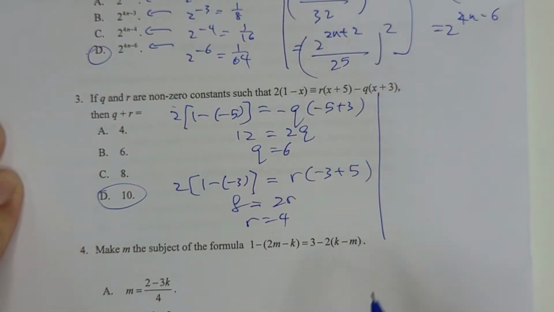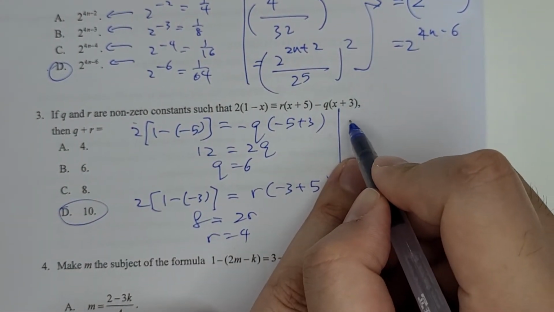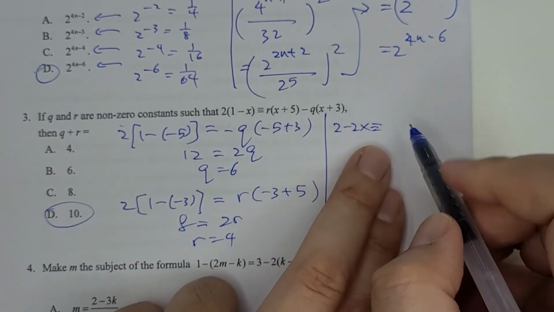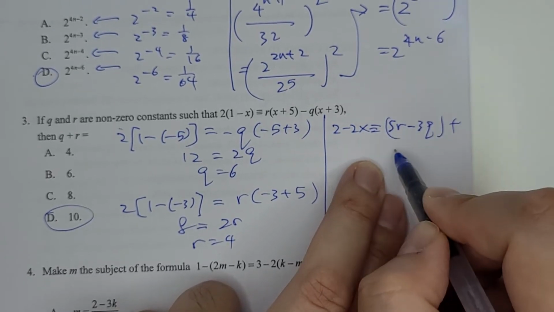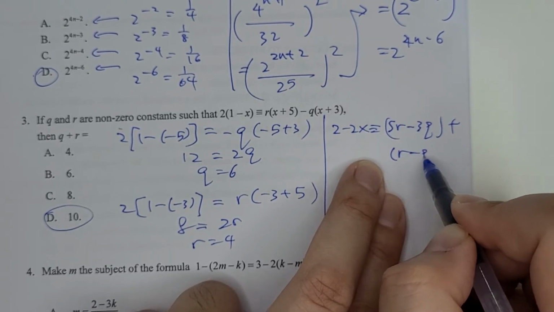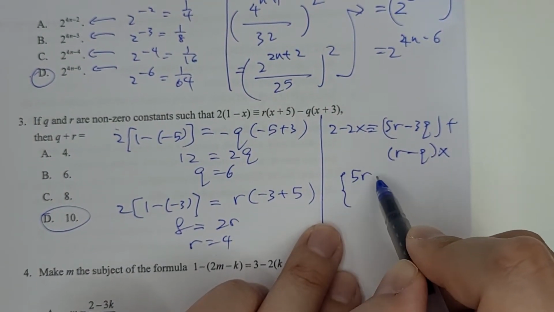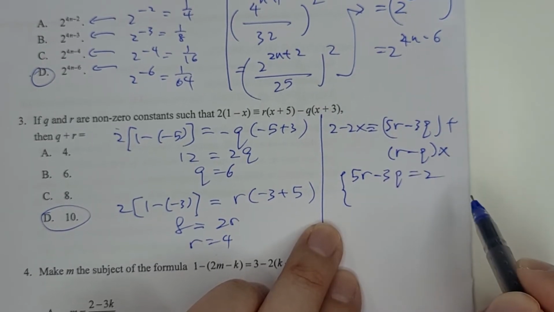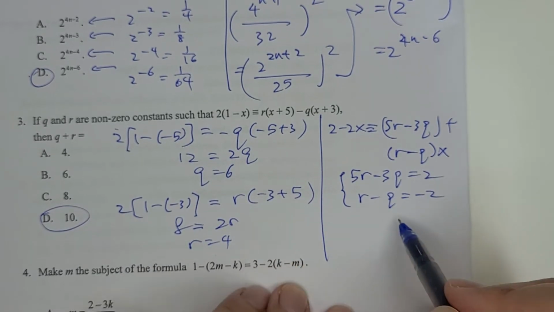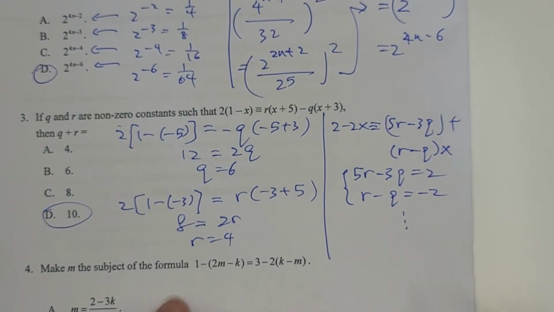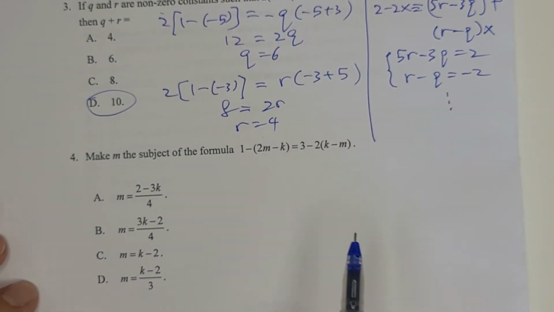And some of you may try to do it in another way. That is, they want to group the like terms together. That is 2 minus 2x identical to 5r minus 3q and then plus r minus q bracket x. Then they solve the equations 5r minus 3q equals 2 and r minus q equals negative 2. There are two equations, two unknowns. You can solve this for r and q also, but it will be a bit longer. Okay, it takes you more time to do so. So go to question number 4.